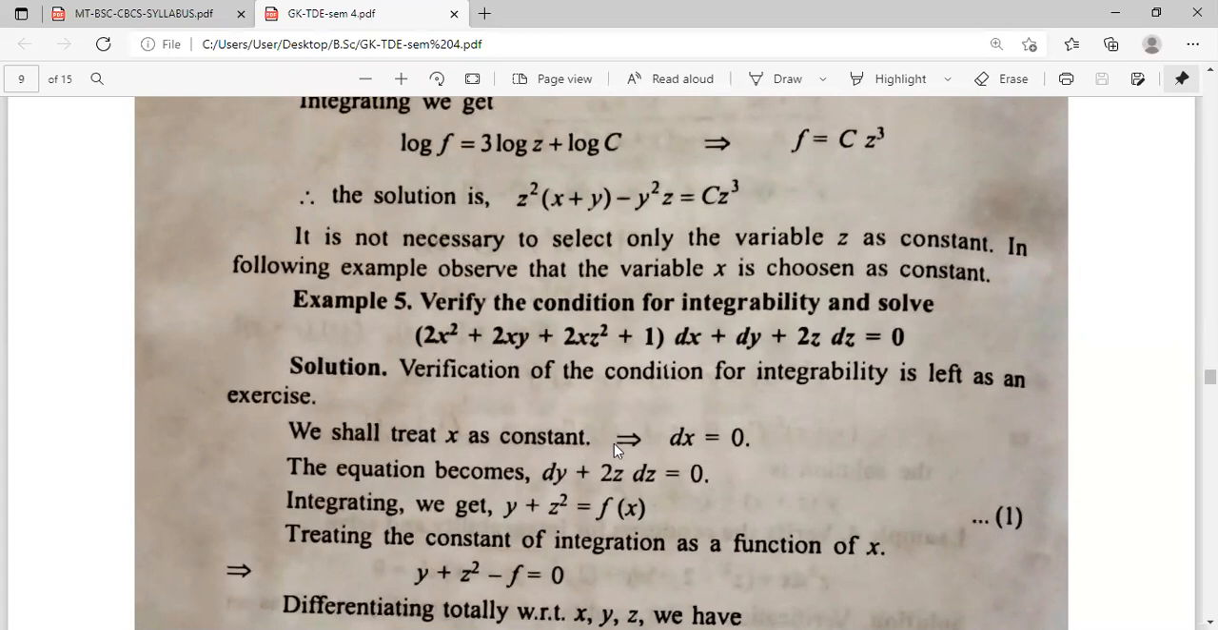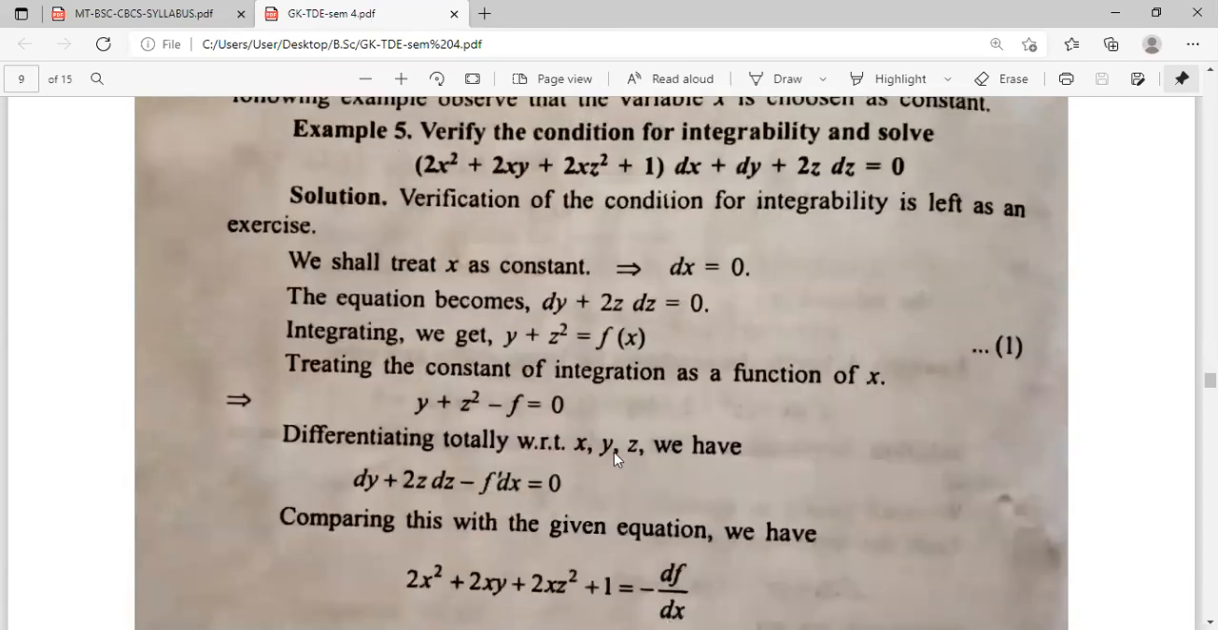Then x equal to constant means differentiating, you are getting dx equal to 0. Now dx equal to 0 means the first component vanishes. The remaining is dy plus 2z dz equal to 0. On integrating you will get y plus z square equal to f of x. Actually we are getting an integral constant c, that we are replacing by f of x because x is the constant, so we are taking it as f of x.